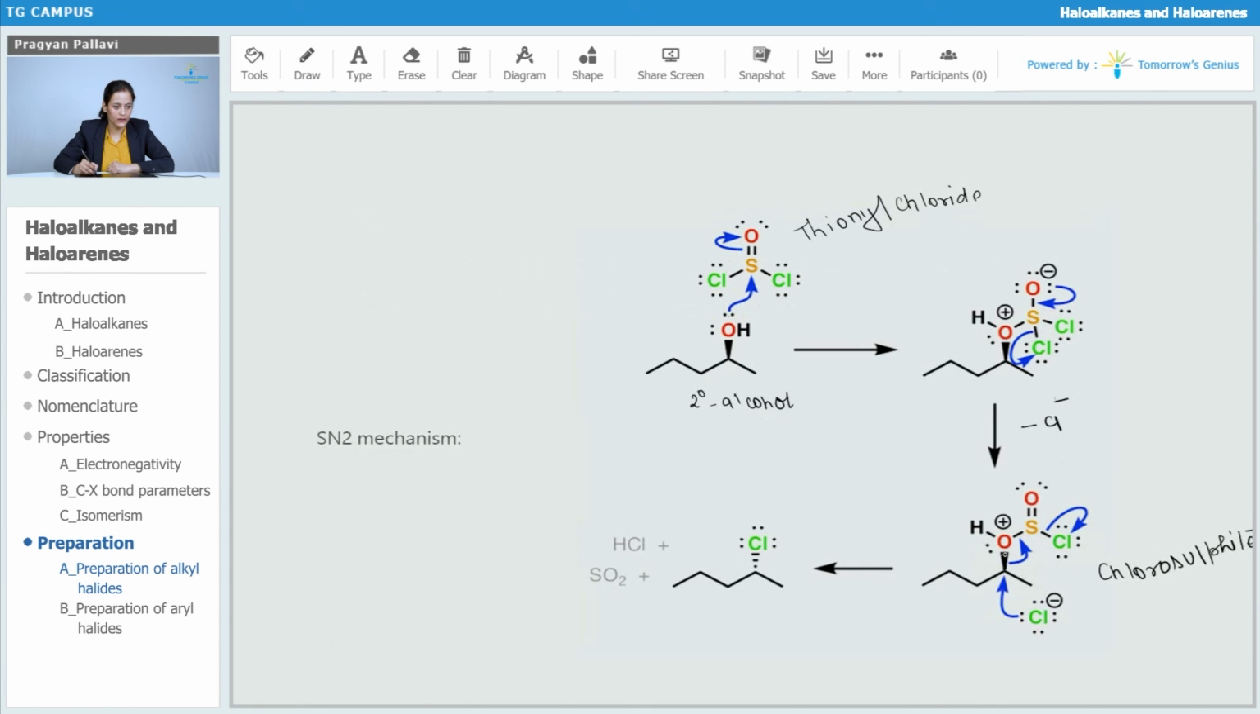Now this chlorine which was lost will now attack from the opposite side. So here we have this above the plane, and this will attack from below the plane. Since it has attacked from below the plane, here we can see that this OH is above the plane. However, this Cl is below the plane, which is denoted by a dotted line. Hence, we can say that here inversion of configuration has taken place.